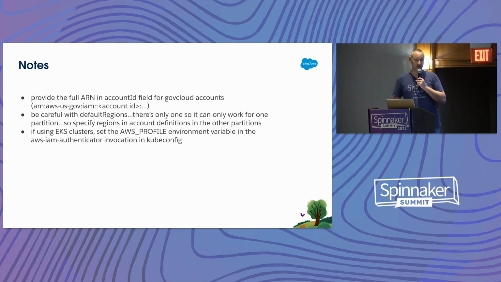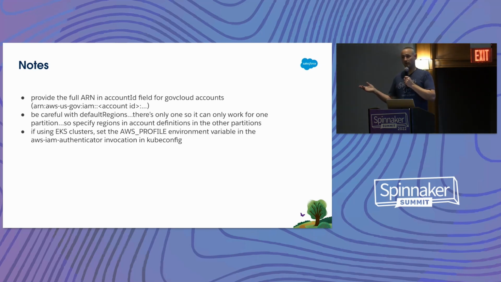But those default regions can only be right in one partition. They can't be right in multiple partitions. So we didn't try to extend that in any way. Basically what it means is you have to specify the regions that you want in your Gov Cloud accounts or in your non-commercial partition accounts, or set up default regions to work in Gov Cloud and vice versa. Then you have the burden to configure them in your other partition accounts and other partitions.